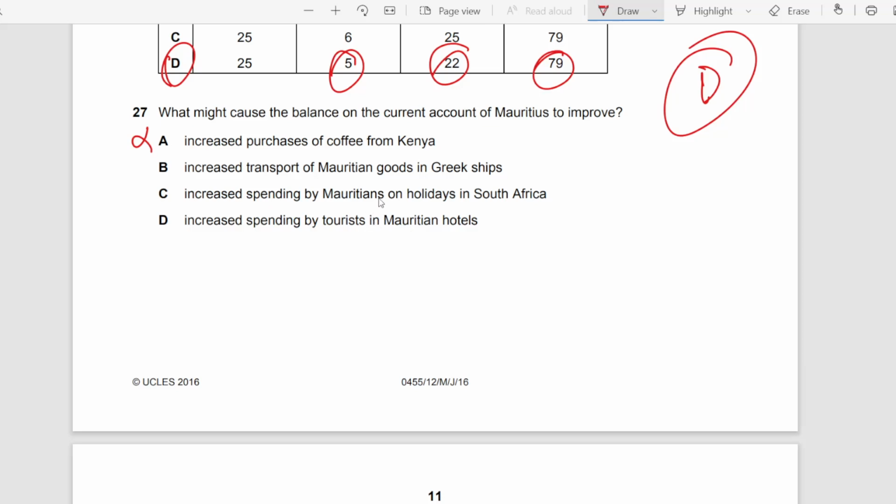Increased transport of merchant goods in Greek ships. Not the correct answer. Increased spending by Mauritians on holidays in South Africa. Again, Mauritian money is going out of Mauritius, and they are actually importing services. Here they're importing coffee. Here they're using Greek ships. Increased spending by tourists in Mauritian hotels. That means Mauritius is exporting tourism services, and people are bringing money into Mauritius. All right. So D is the correct answer over here.